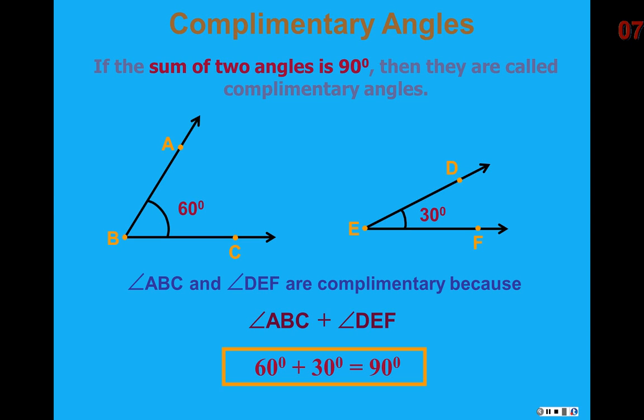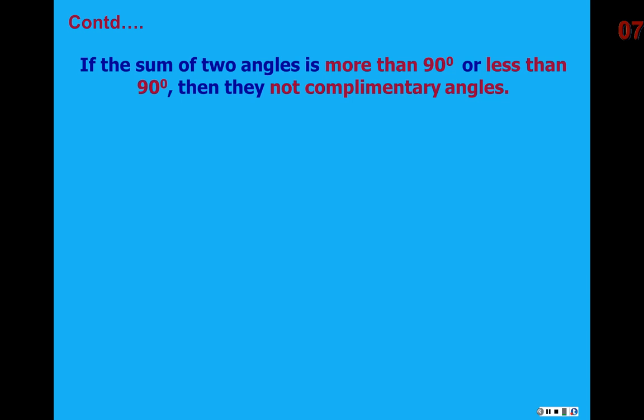And this is just a review. You guys should have all this. You already know this stuff. Okay, so we're going to continue. What happens if the sum of the two angles is more than 90 degrees? What does it say right here? Not complementary angles. They have to total exactly 90 degrees to be called complementary. They cannot total 91 degrees.